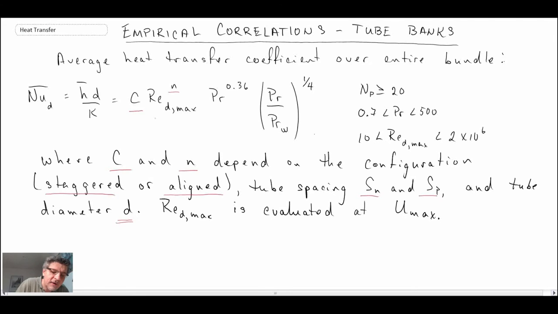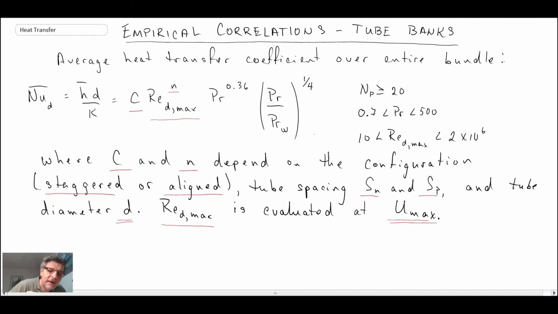And in the equation, we can also see we have the Reynolds number based on diameter at max. And what that is referring to is the Reynolds number based on diameter evaluated at the maximum velocity. And I'll be going through that in the next segment. I won't go into details about what the maximum velocity is right now. But essentially, we'll come up with a method by which we can determine the maximum velocity going through our tube bundles.